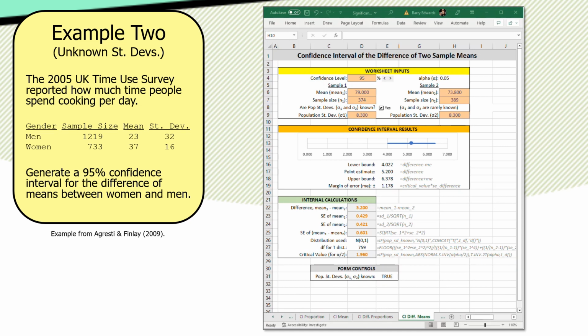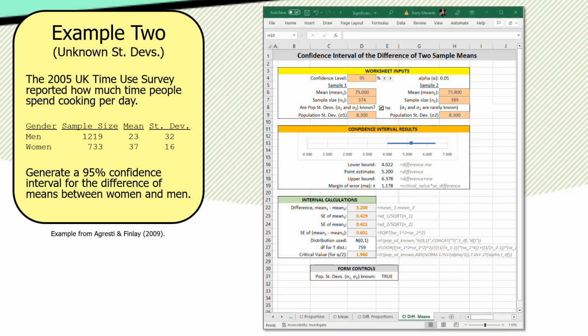Okay, another example here. Example 2, this one's going to feature unknown standard deviations. It reads, the 2005 UK Time Use Survey reported how much time people spend cooking per day. As a table here of the results, reporting the gender, sample size, mean, and standard deviation. Men had a sample size of 1,219, mean 23, standard deviation 32, and women had a sample size 733, mean 37, and standard deviation 16. It asks us to generate a 95% confidence interval for the difference of means between women and men.